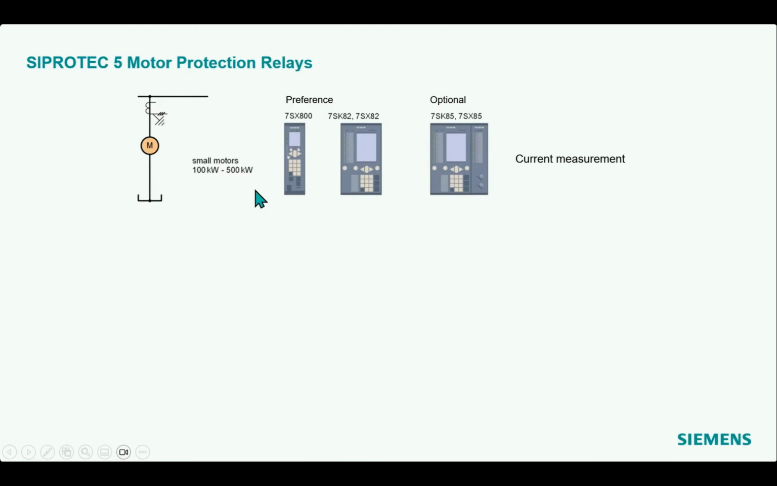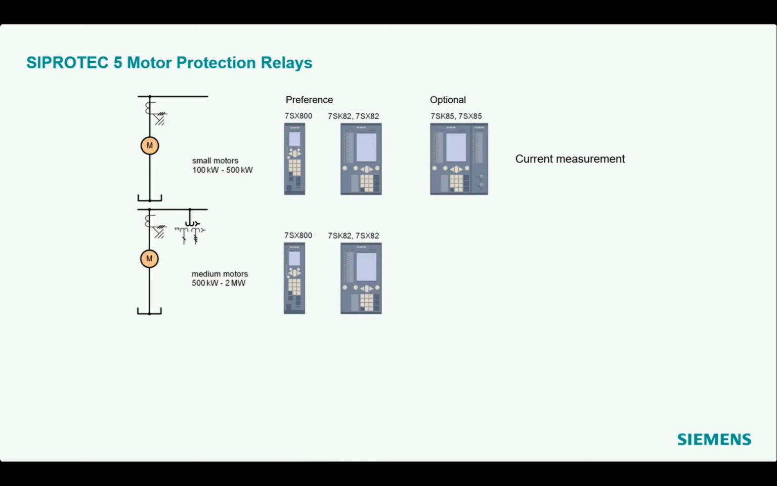So here only current measurement, and we try to put here a range of the power of the motor. Again, this is not a strict rule, it's more a kind of observation on our side, what is used for which motors basically. Then the next bigger size is when we use a voltage transformer additionally. Here we can also use the 7SX800, it has also a voltage transformer built in, the non-modular devices and also the modular devices. So here we could say this is current plus voltage measurement.